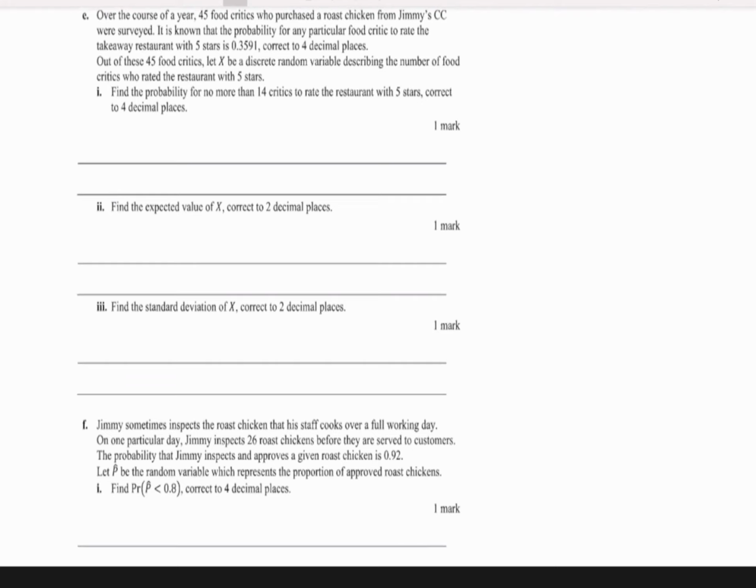Part E, it's binomial distribution again. And PRX is less than or equal to 14 is binom CDF 45, 0.3591, 0, 14. That's 0.3071.